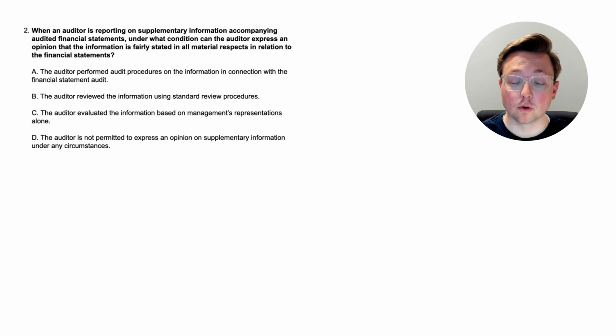Option A, the auditor performed audit procedures on the information in connection with the financial statement audit. Option B, the auditor reviewed the information using standard review procedures. Option C, the auditor evaluated the information based on management's representations alone. And then option D, the auditor is not permitted to express an opinion on supplementary information under any circumstances.